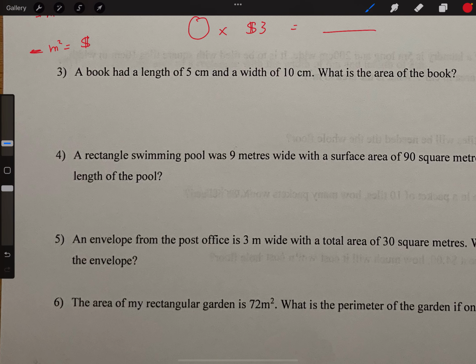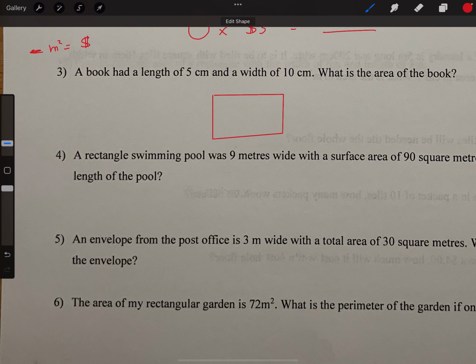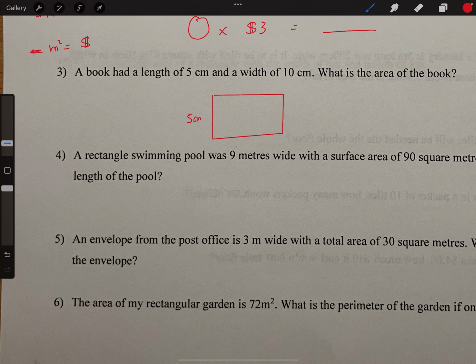Question 3. A book had a length of 5 centimeters and a width of 10 centimeters. So I like to draw just a little diagram to show us what's going to happen. Here you've got a book of 5 centimeters and 10 centimeters, and it says, what's the area of the book? You can find the area. That's the length times the width.